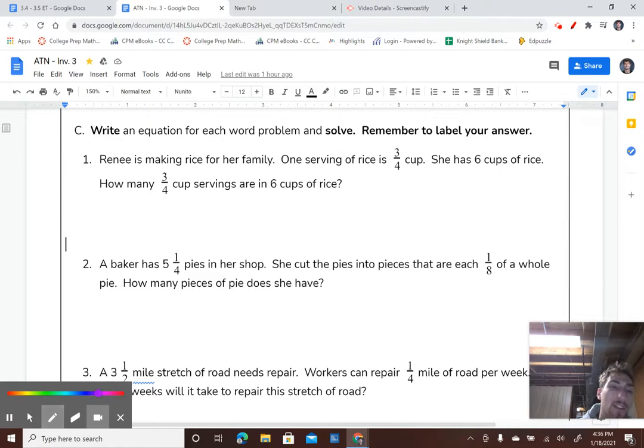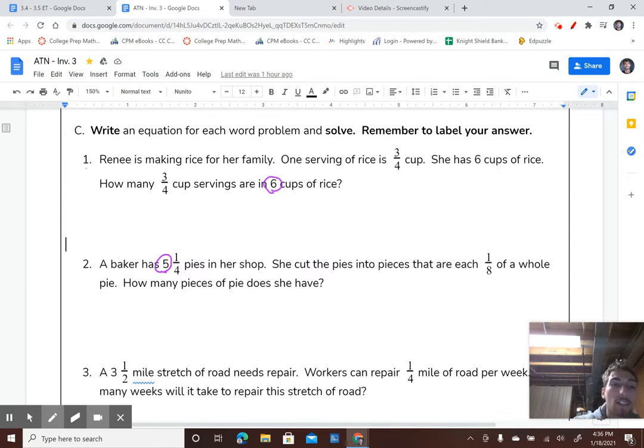Hello everybody, we are looking here at part C on 3.4, dividing fractions. And I noticed that these problems can be a little bit tough because we have some whole numbers that we're working with. For example, in the first problem we have 6 cups of rice, and in the second problem we have 5 1/4 pies. And so how do we work around these difficult problems here?